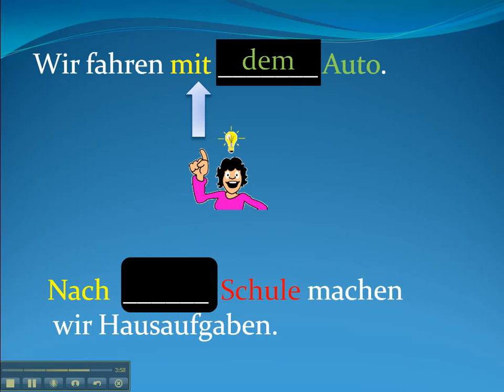We travel by car. Second example, nach, after. Means we have to use the dative case again. Schule, in red, feminine. Therefore becomes der. Nach der Schule machen wir Hausaufgaben. After school, we do homework.